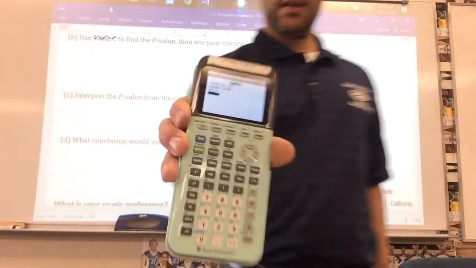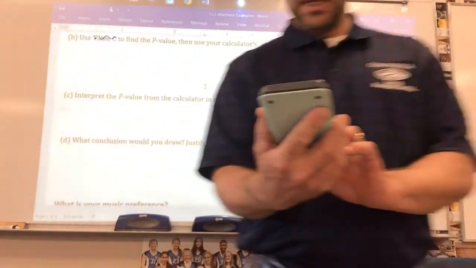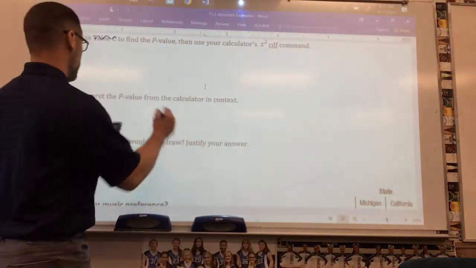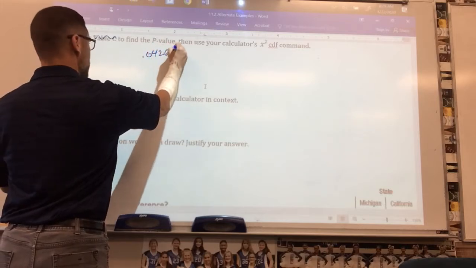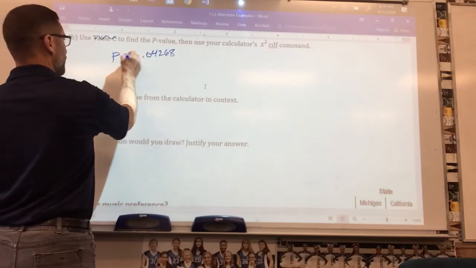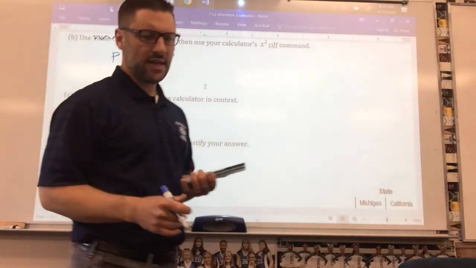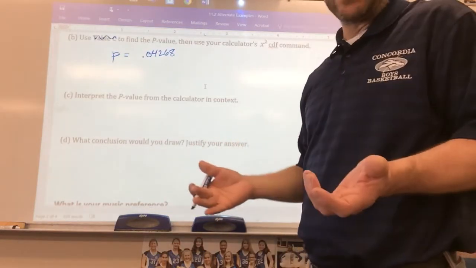So I have it plugged in my calculator just like that. I'll hit enter. And I got a p-value that was 0.04268. P-value. Interpret the p-value from the calculator in context. Well, just the interpret, what does it mean?